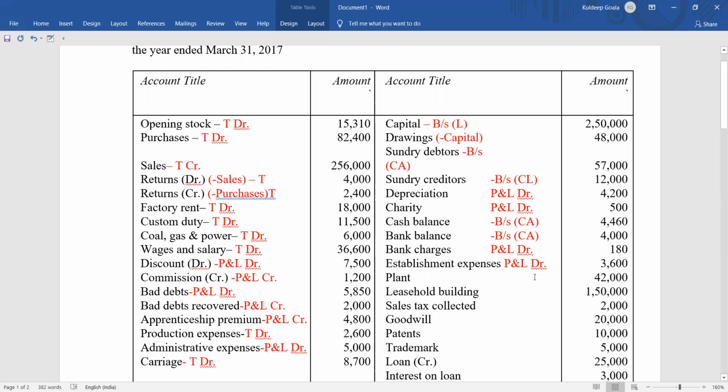Now coming to the next one, pant. Pant will go in the balance sheet asset side. Which asset? It will be a non-current asset. Okay, balance sheet non-current asset. Leasehold building will also go in the balance sheet. Which side? As the balance sheet non-current asset.